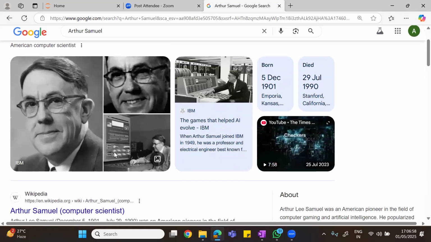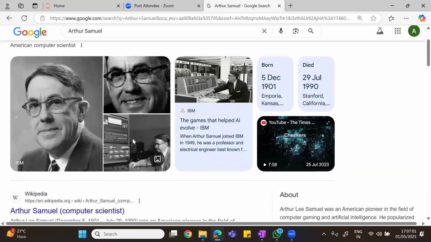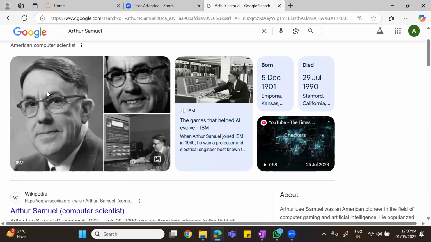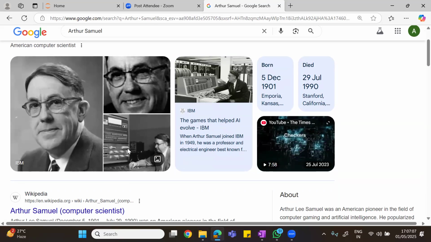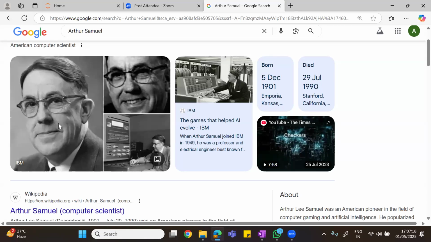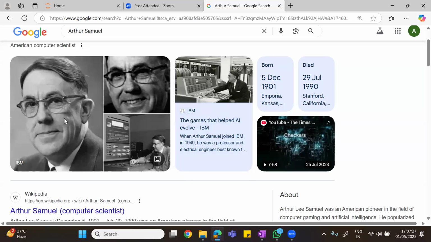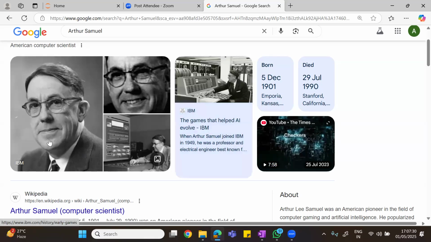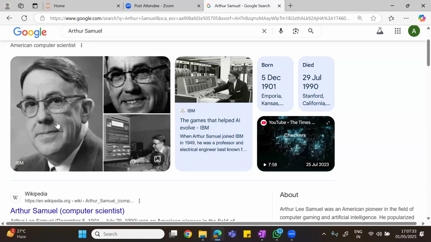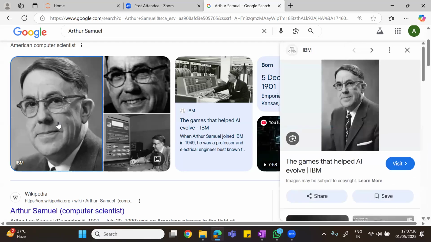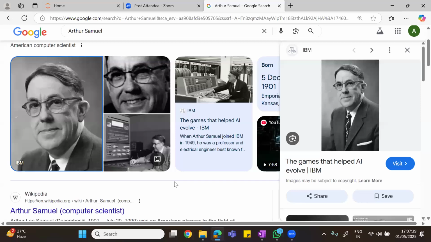He is the one who experienced this checkers playing game program. Why it is so big is that at that time the computers used to be very, very big. They used to have an entire room full of processors and all those things. Now this gentleman, when he was working with IBM, you can see here, games that helped AI evolve. He joined IBM in 1942. He developed that one in 1950. And he is the guy who actually came up with machine learning. These guys are really amazing.